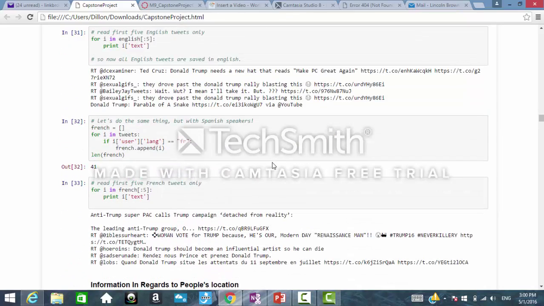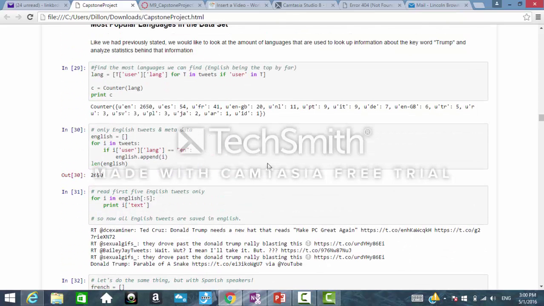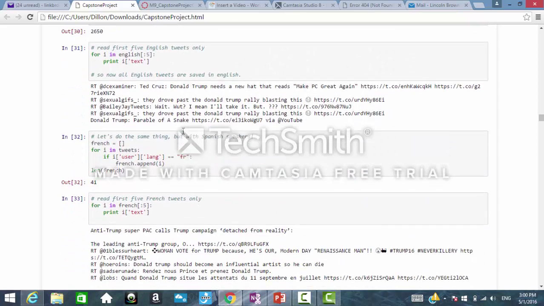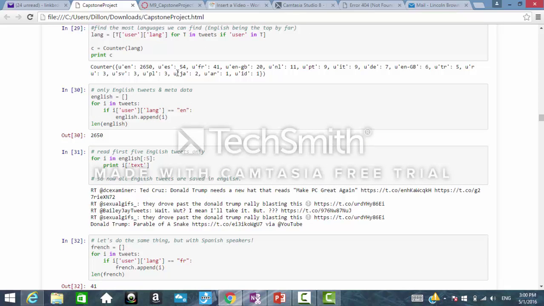From there, we went on to check out some of the languages. The most popular language was by far English with 2,650. Next was Spanish, which was not even close, with 54. That was one of the reasons that we wanted to see what kind of people we're talking about here in the tweets that we were using.